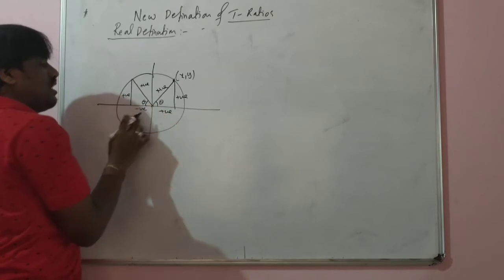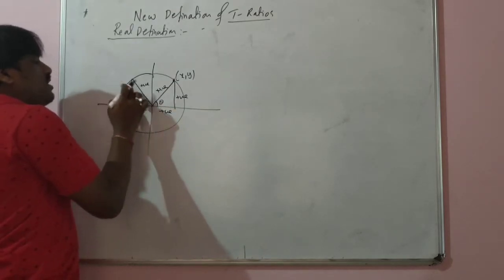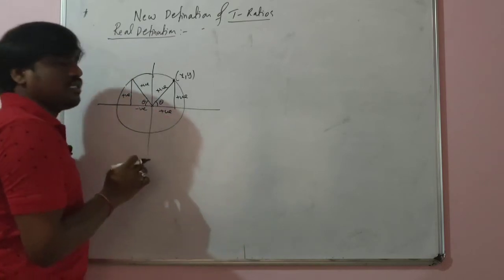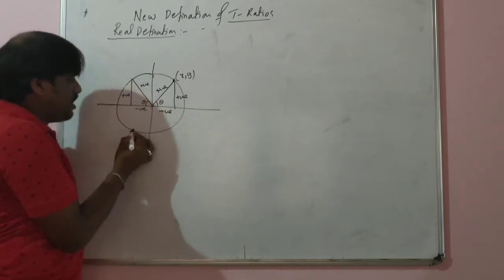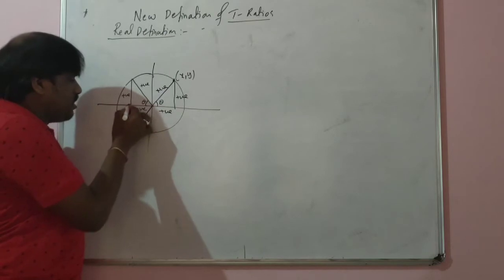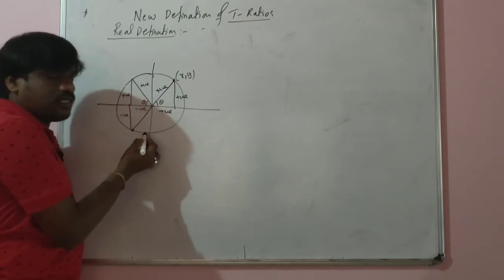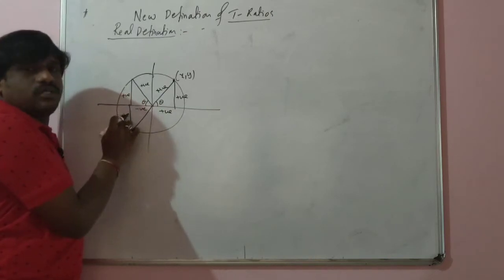If this is the theta, which one is positive? Sine theta and cosec theta are positive. If I take another point here, join it, and drop a perpendicular, this is negative and this is also negative, the y-axis is negative. So tan will be positive, you are going to get.